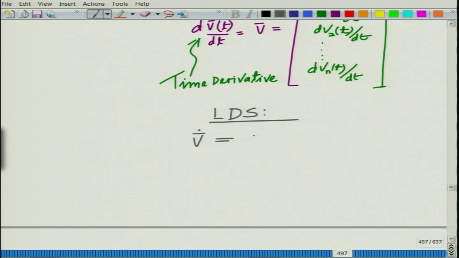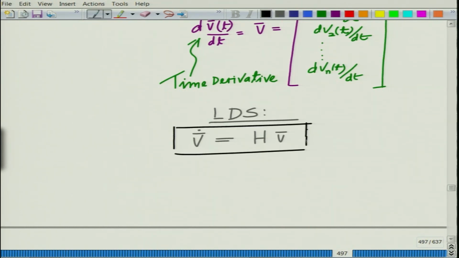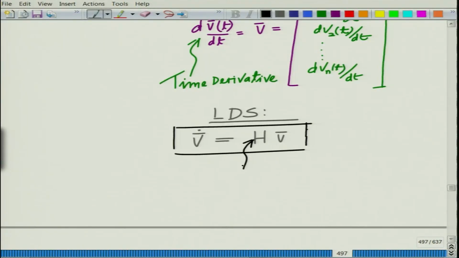Essentially the linear dynamical system, the LDS, can be characterized as v bar dot equals H times v bar. This is the fundamental equation of the LDS, that is the time derivative v bar dot is a linear transformation of v bar, that is H. This is a matrix H times v bar. So, this matrix H is naturally a square matrix. This is an n cross n, because v bar is also an n cross 1 vector.